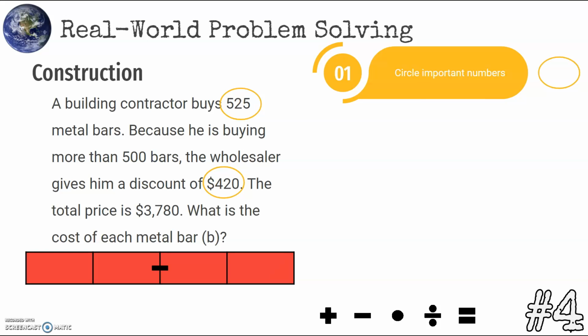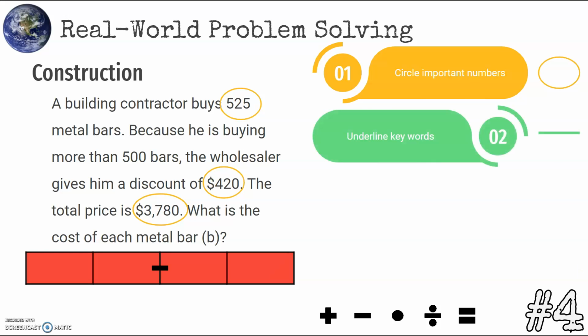We know that because he's buying more than 500, that 500 doesn't mean anything to us because we are looking for exactly how many he's buying. That's just telling us because he bought more than this amount, he's getting a discount. We want to circle that discount amount. And we want to circle the total price. Then we want to underline our keywords. Remember, this is helping us take this apart so it's not so confusing.